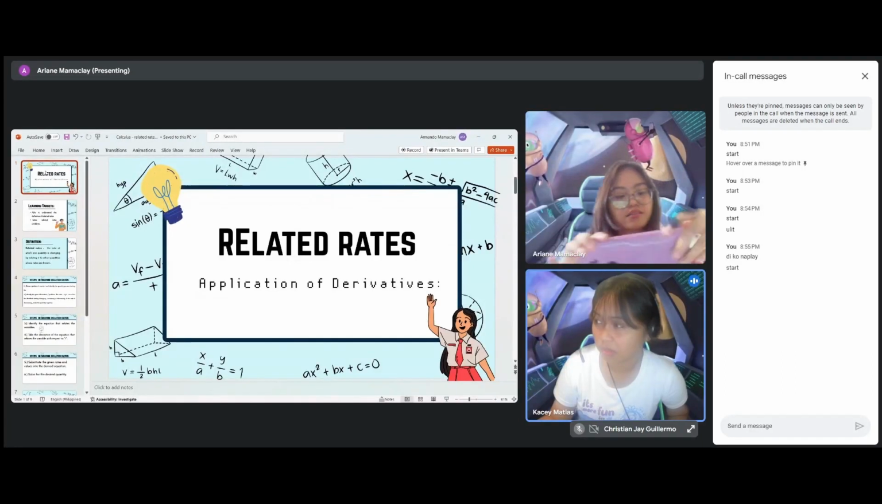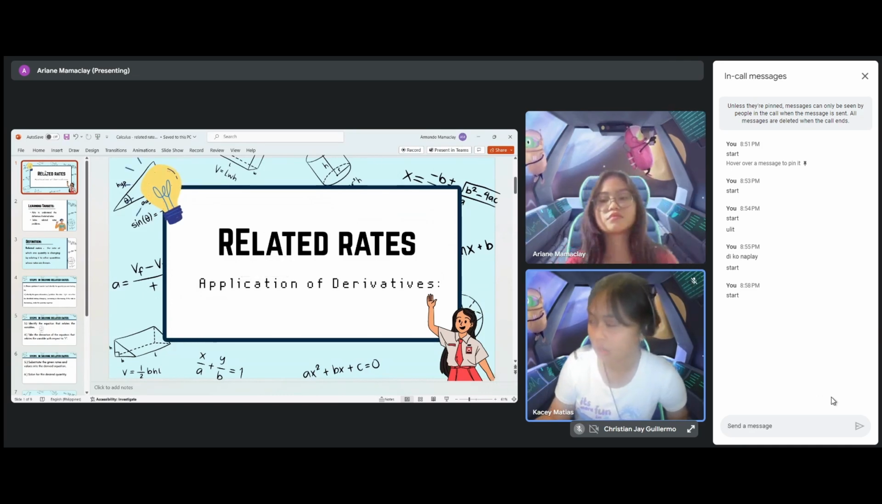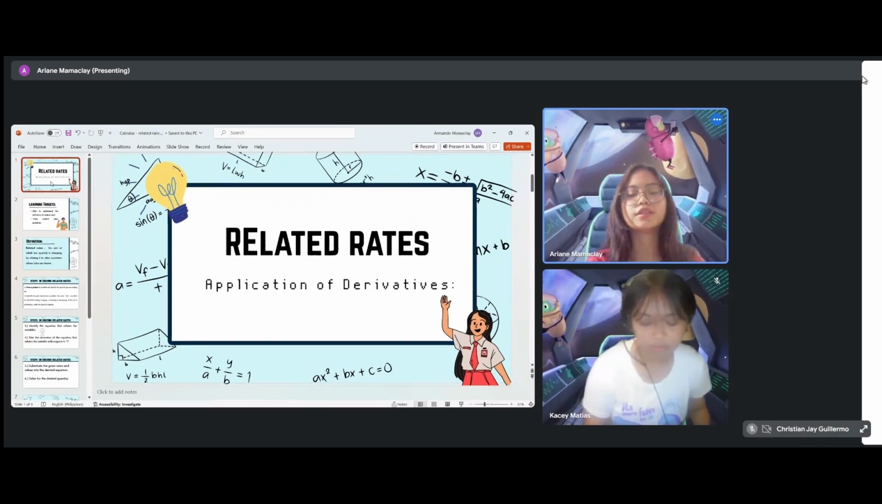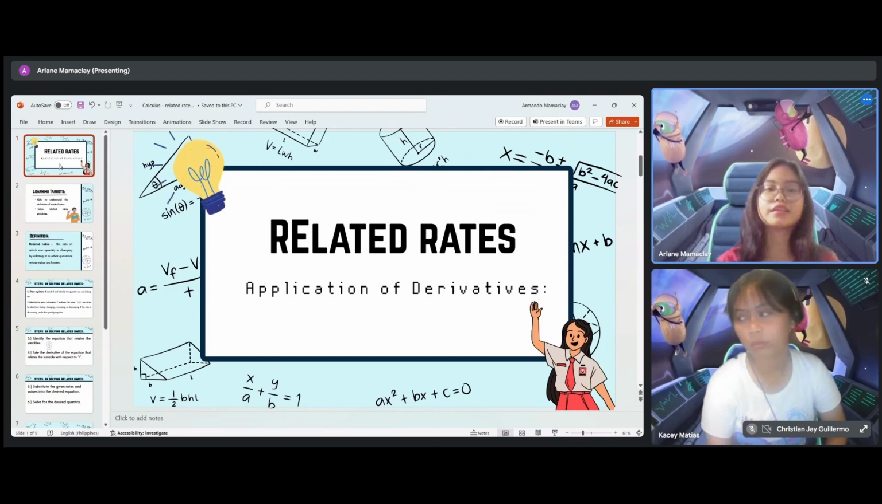Kasi baka matagal mag-present. Sige. Christian, ikat mo yung kay Arian hanggang doon lang sa bago mag-solving. Sige, ulit na ulit ako. 1, 2, 1, 2, 1, 2, 3, go.